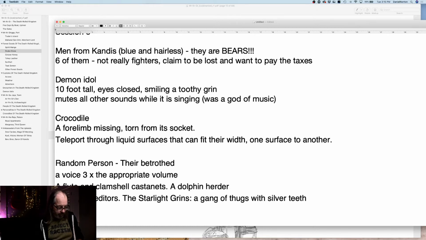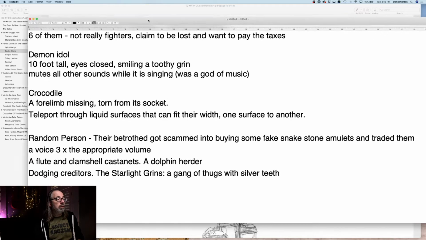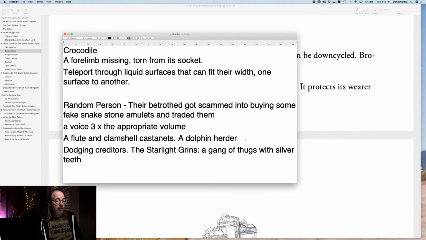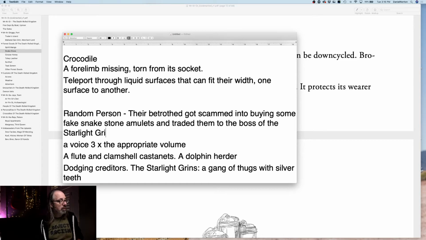Got scammed into buying some fake snake stone amulets, and traded them to the boss of the Starlight Grins. Period. Okay.